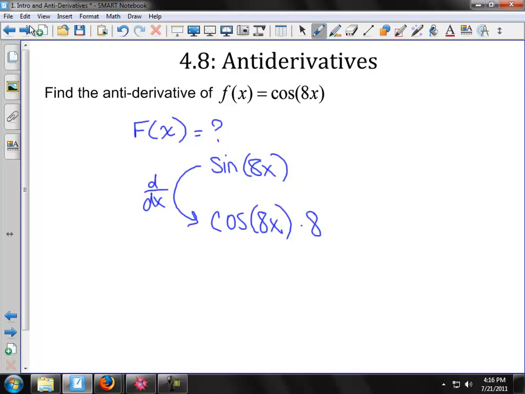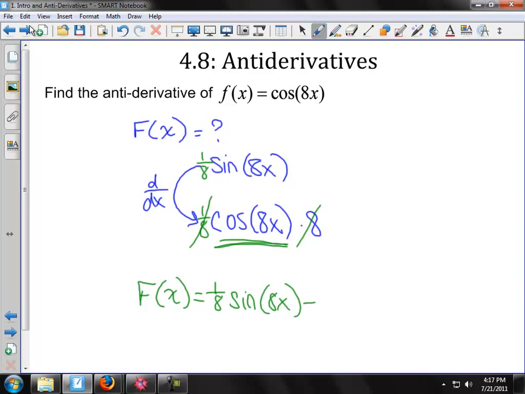If we wanted our derivative to actually just give us cosine, well, we can fix it by putting a 1/8 in front of the sine of 8x. That'll put a 1/8 in front of the cosine of 8x times 8, and it'll make the 8 and the 1/8 cancel, and we'll have the derivative that we want. So what's that telling us? That's telling us that capital F of x must be 1/8 times sine of 8x, and then plus c, because we always have to put a plus c.